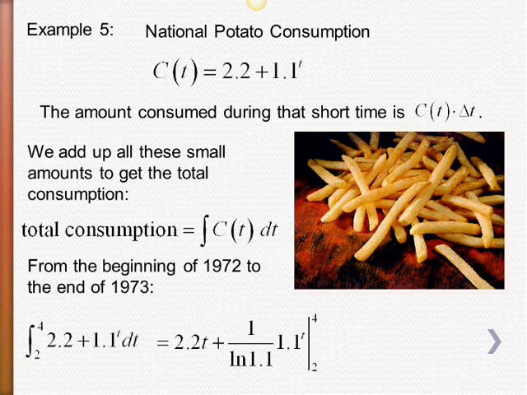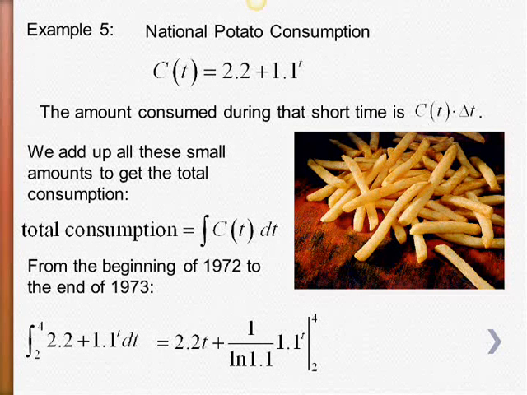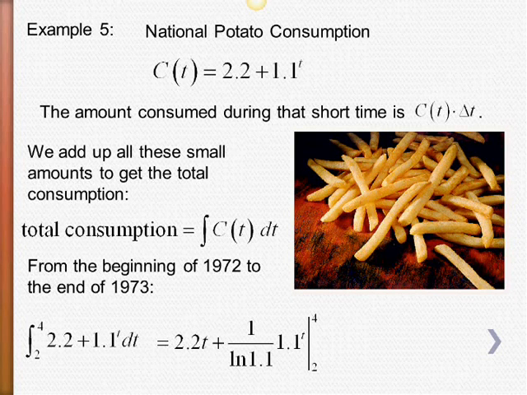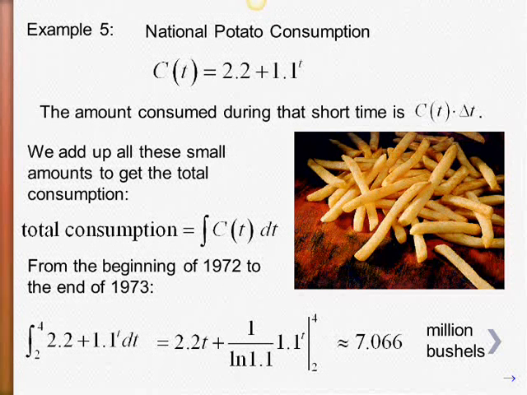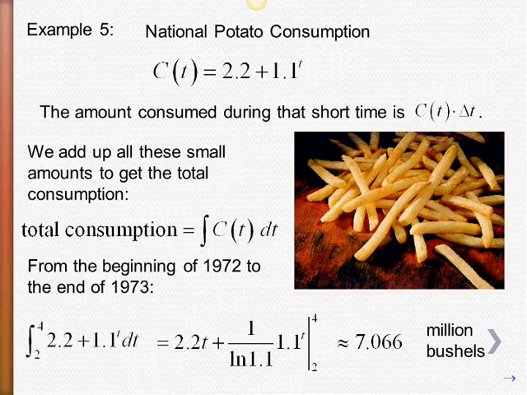When I do that, our antiderivative is 2.2t plus 1 over the natural log of 1.1 times 1.1 to the t. That is one of your integration formulas. You could also just put this on your calculator, and you would end up getting 7.066 million bushels. And so what we found is that by integrating our rate function, we consumed 7.066 million bushels in that 2-year time period.